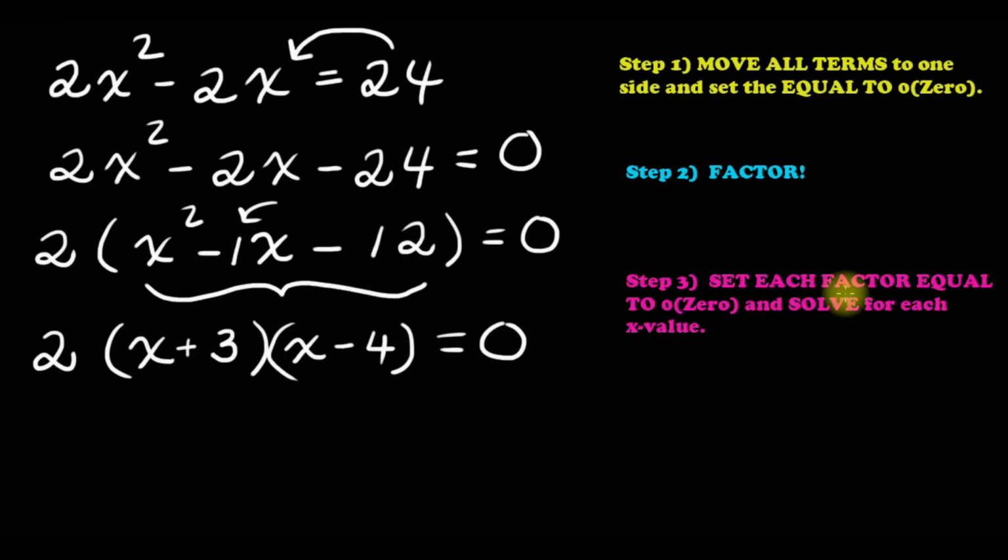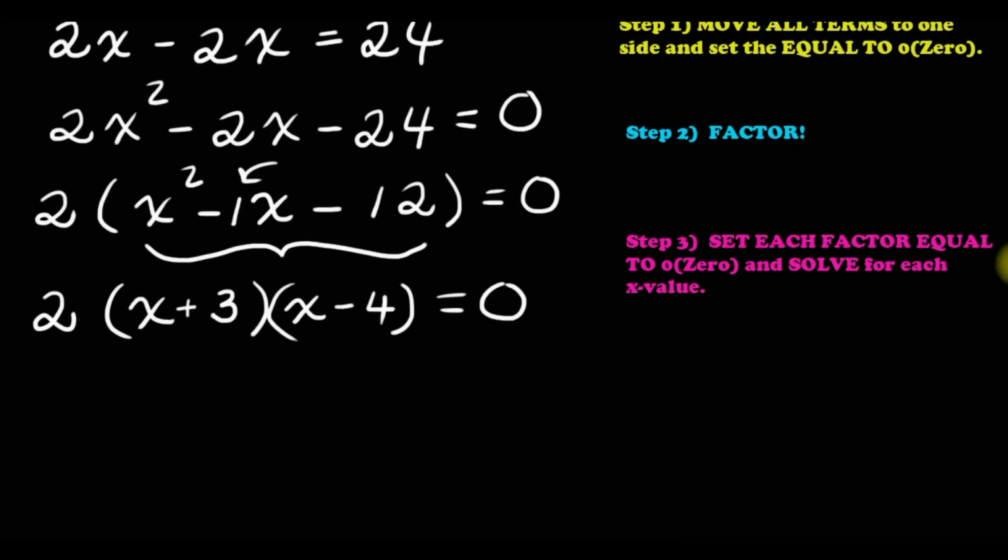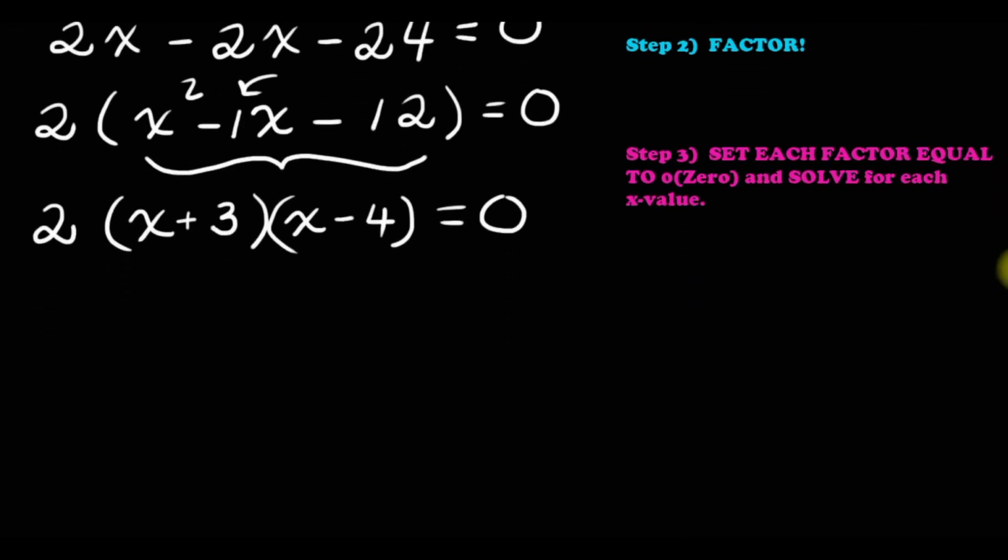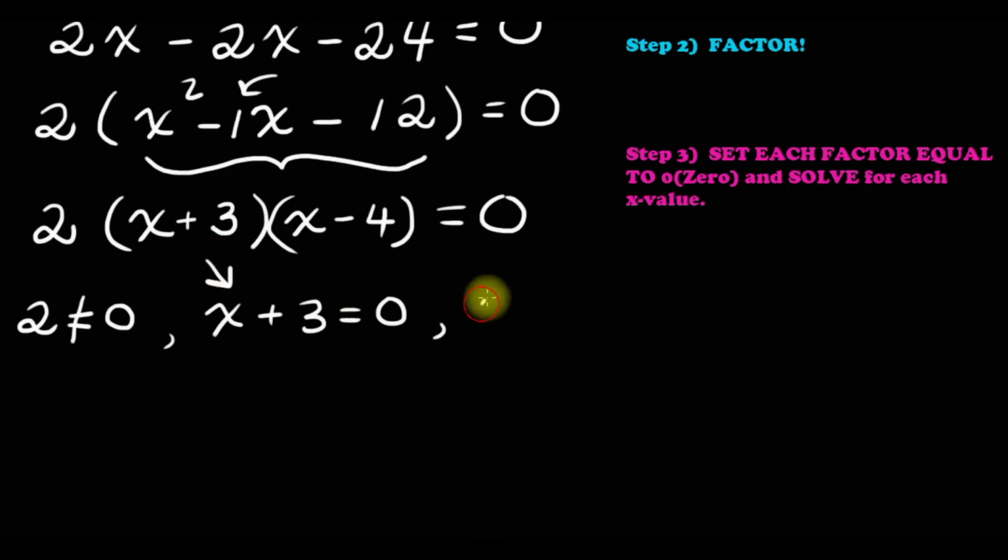Step 3 is to set each factor equal to 0 and then solve for x. Let's go ahead and do that. So we're going to have to set 2 equal to 0. Well, that is going to be false because 2 does not equal 0. So that one's no good. And then you have the other one, x plus 3 equals 0. And then the last factor is x minus 4 equals 0.